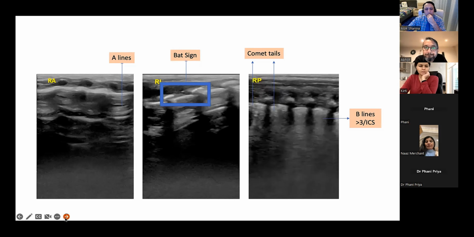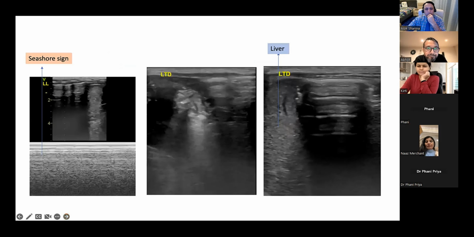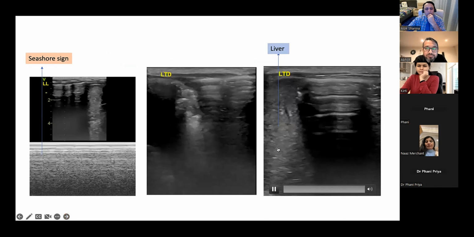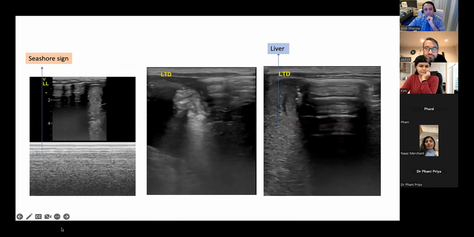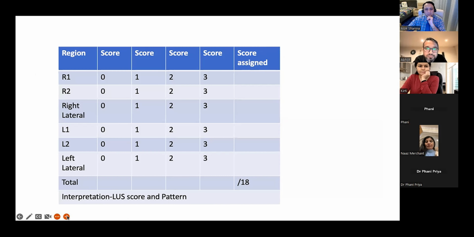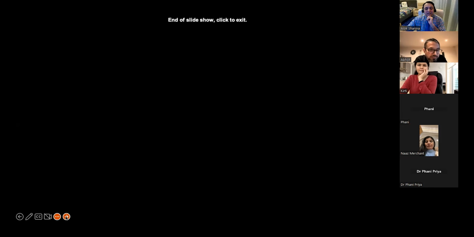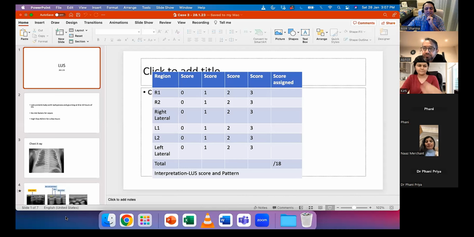Okay, thank you. And this, I think, was the liver image. And then next to this, I tried to do transdiaphragmatic. I didn't do the scoring because I wasn't sure how to score R1, R2, because I don't have anterior upper, anterior lower. So I left it. Okay, that's all. Thank you.